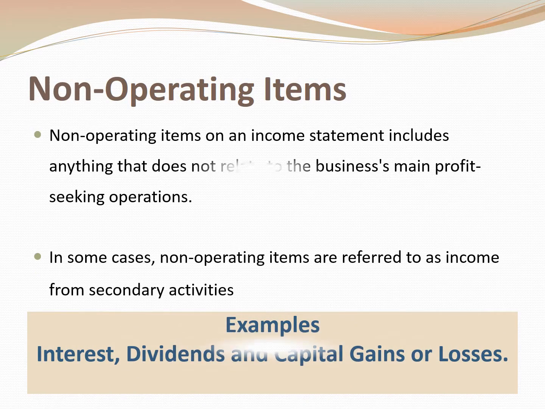Operating income or losses are separated from non-operating income and losses, to avoid confusion between the activities of the business and extraordinary or incidental events. In some cases, non-operating items are referred to as income from secondary activities, while the business's normal operations are considered primary activities. Non-operating items on an income statement include anything that does not relate to the business's main profit-seeking operations, such as interest, dividends, and capital gains or losses.